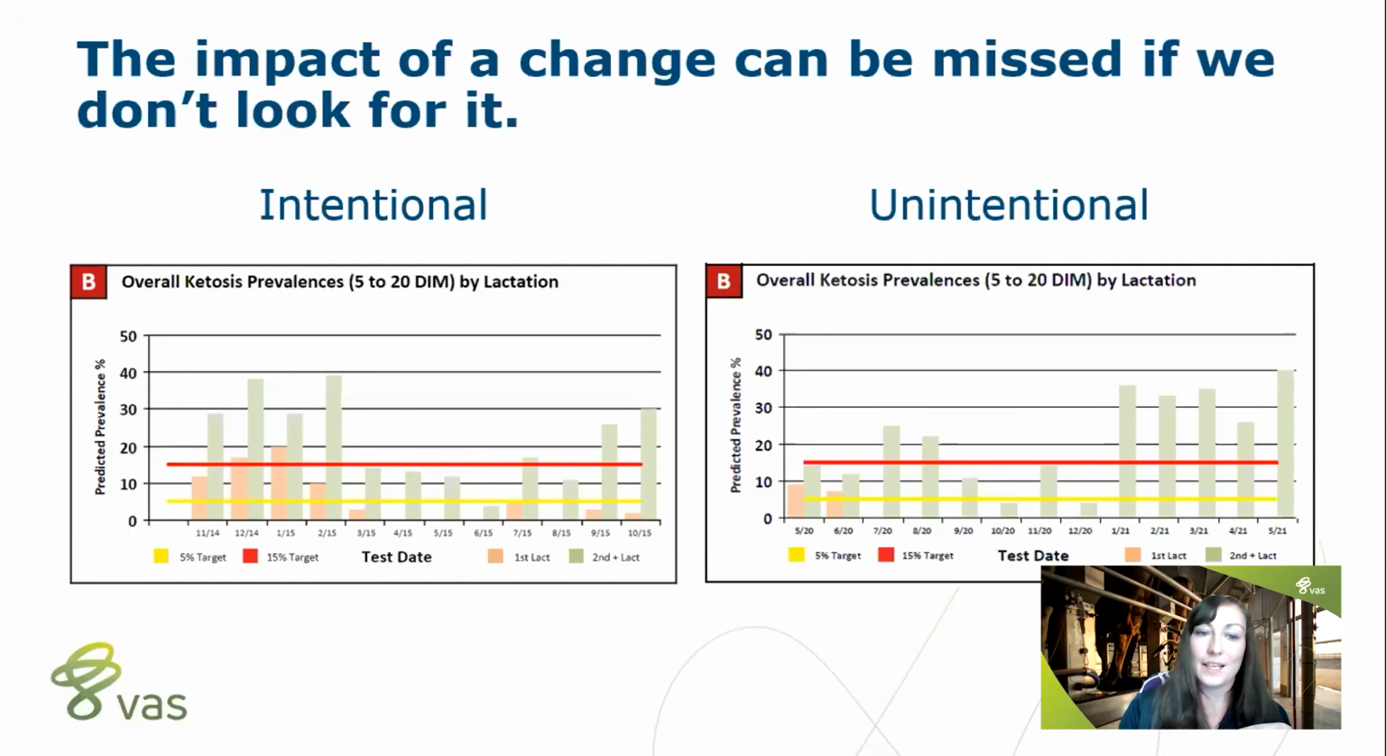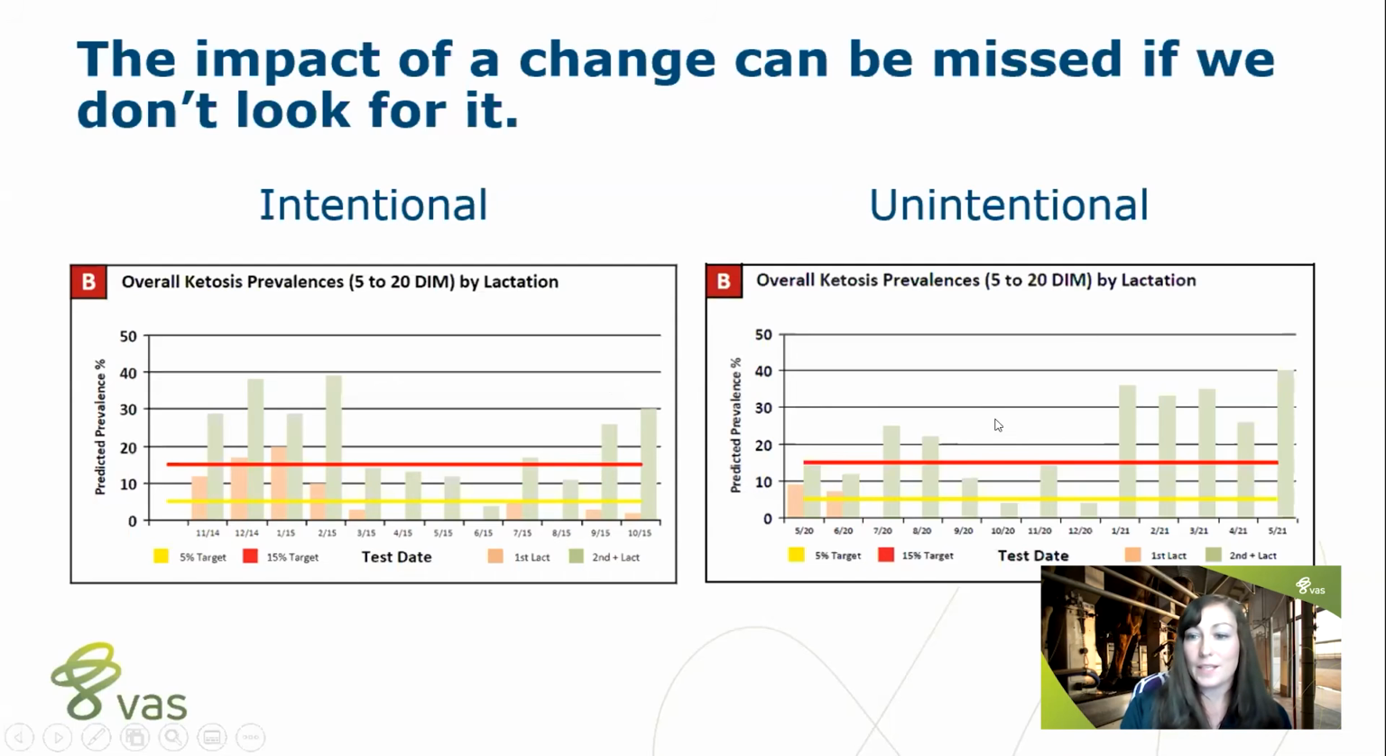And what we saw here is that it worked. We saw a huge reduction in prevalence of ketosis. We were able to maintain that for a number of months. Now, the other fun part about this chart is we saw it sneak up later. And so this would give us those warning bells that it's time to investigate something new.